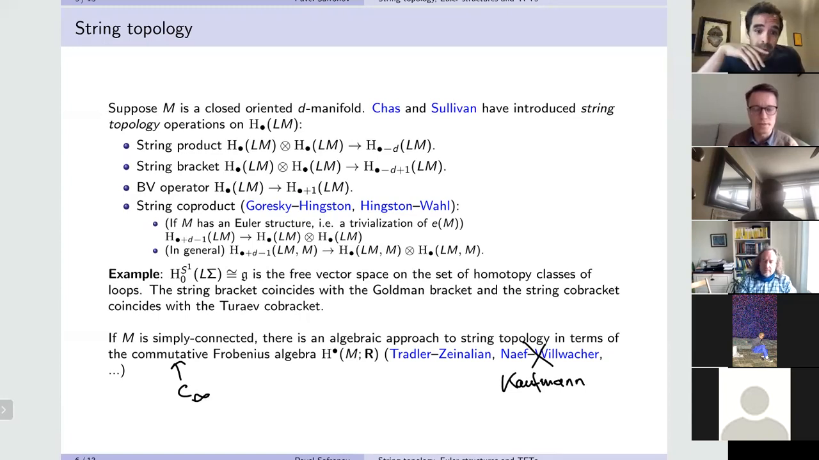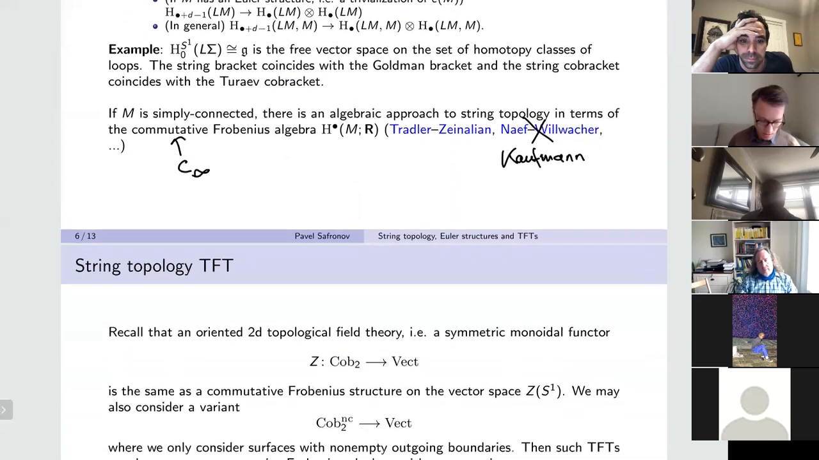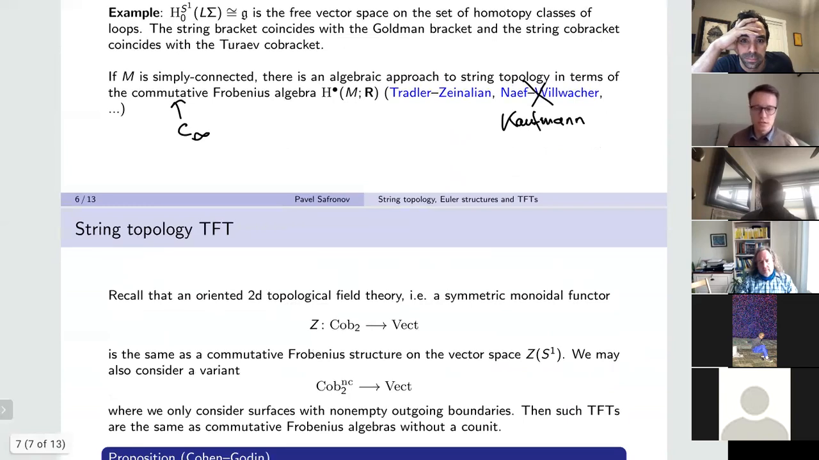So you have these operations, and let me explain where they come from algebraically. Again, you have this kind of Gerstenhaber structure. You can look at a topological field theory in 2 dimensions, by which I mean a symmetric monoidal functor from 2-dimensional cobordisms to vector spaces. It's well known that such a functor is the same as a commutative Frobenius structure on the vector space that you attach to the circle.